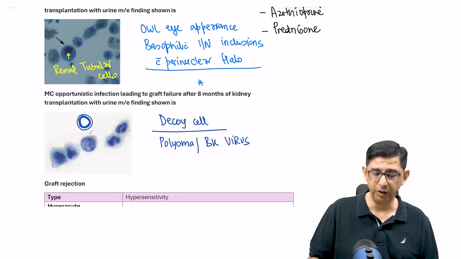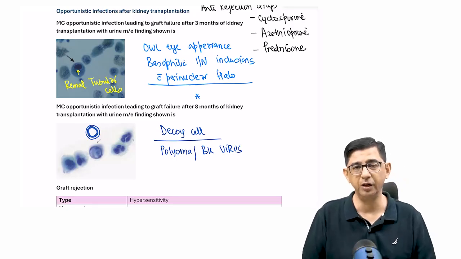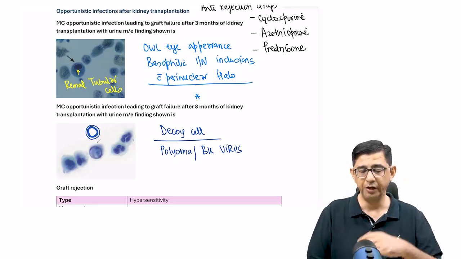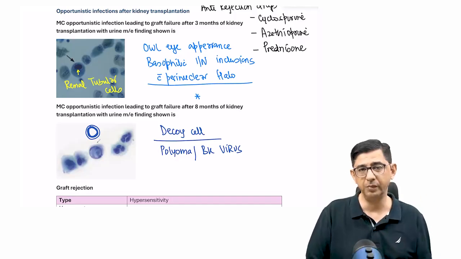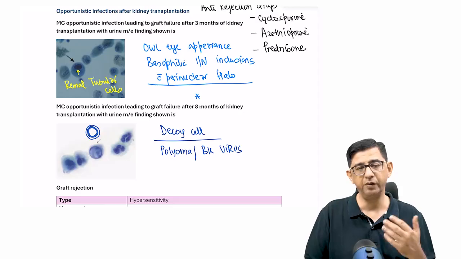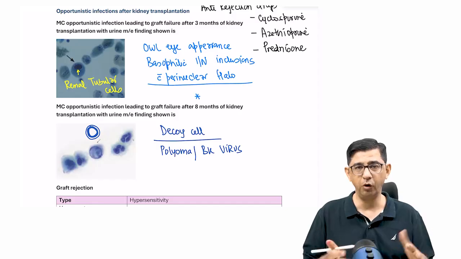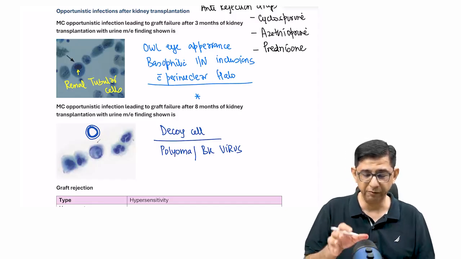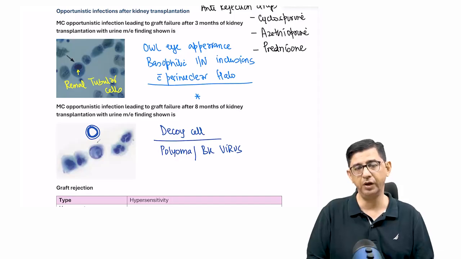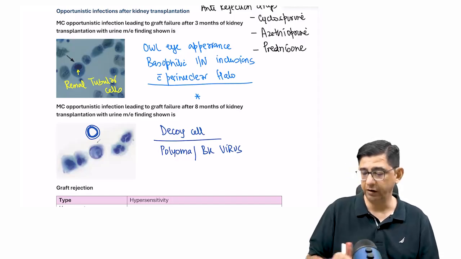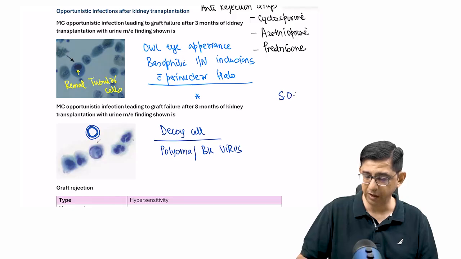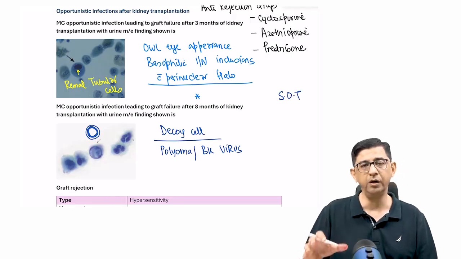But now you know that there are two opportunistic infections that can occur with respect to kidney transplantation. Cytomegalovirus is more common in the first 6 months, and polyoma virus or BK virus is more common after 6 months. But then time frame is not an absolute criterion. It is the finding that is given that is the absolute criterion. And instead of writing the word kidney transplantation, they may sometimes write the word SOT, that is solid organ transplantation.